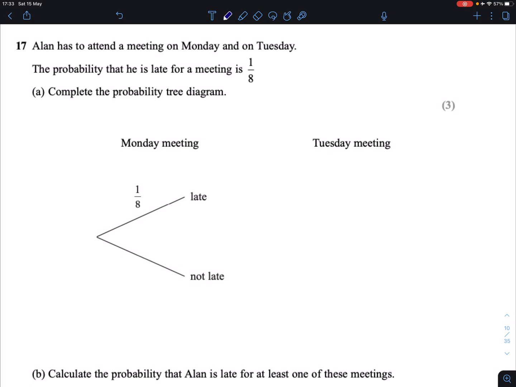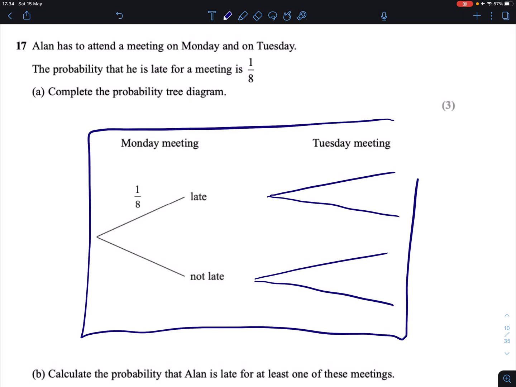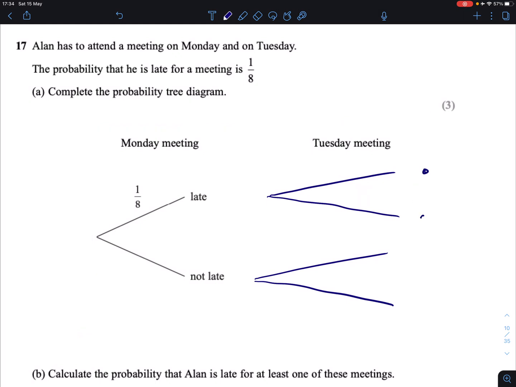One of them would be to draw the second part of the tree like I've done there, or you can kind of do it as an extension from here and here and end up with the following. I prefer that option because at least then when you consider Monday and Tuesday's meetings as a whole happening, you've got your 4 possible outcomes at the end, but it doesn't really matter at the end of the day which of these you do.